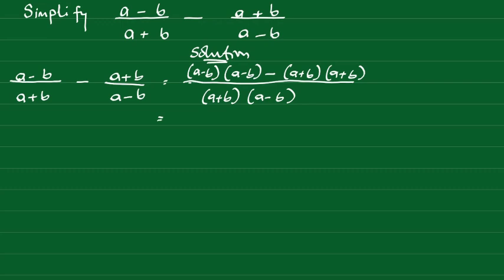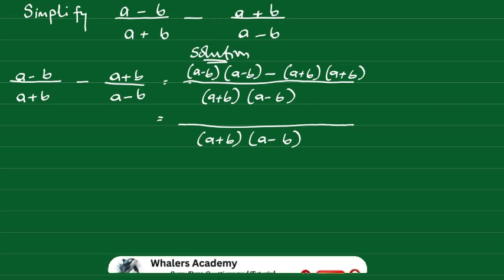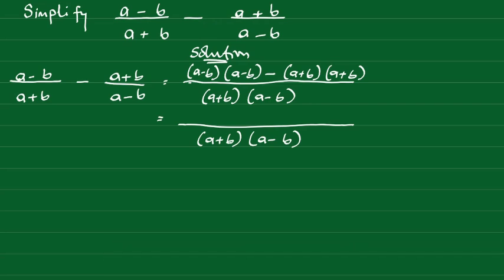Having done this, we continue. Draw a line. Write down our denominator, (a plus b)(a minus b). So we have (a minus b)(a minus b) at our numerator, and this gives us (a minus b) squared minus (a plus b)(a plus b), which ends up giving us (a plus b) squared.